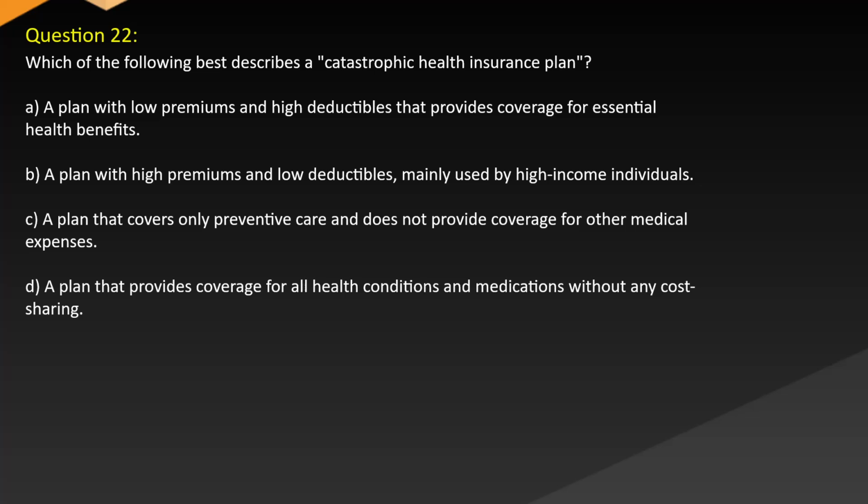Question 22. Which of the following best describes a catastrophic health insurance plan? A. A plan with low premiums and high deductibles that provides coverage for essential health benefits. B. A plan with high premiums and low deductibles, mainly used by high-income individuals. C. A plan that covers only preventive care and does not provide coverage for other medical expenses. D. A plan that provides coverage for all health conditions and medications without any cost sharing.